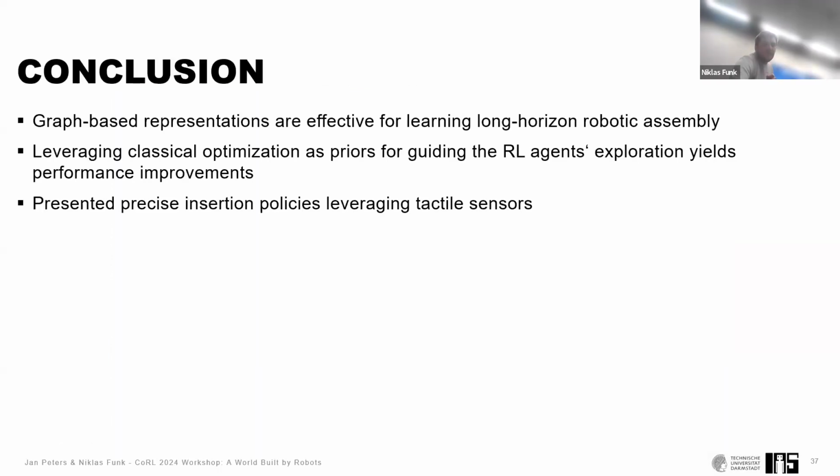With this, I want to conclude my talk. So we have shown that graph-based representations are effective for learning long horizon assembly tasks, and that leveraging classical optimization as priors for guiding or informing the RL agents yields performance improvements. And on top of this, we've also presented precise insertion policies leveraging visual tactile sensors.